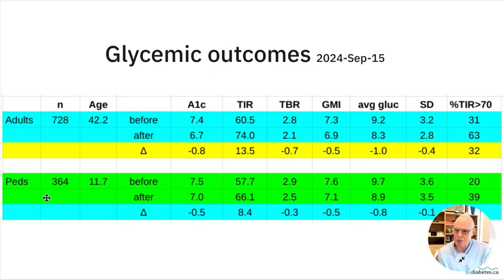In pediatrics, 364 patients, average age 11. The A1C drop is a bit lower at 0.5. The time in range rise is a bit lower at 8.4. You can see the GMI is also falling, and the proportion of people who reach a time in range of 70 is again doubling.